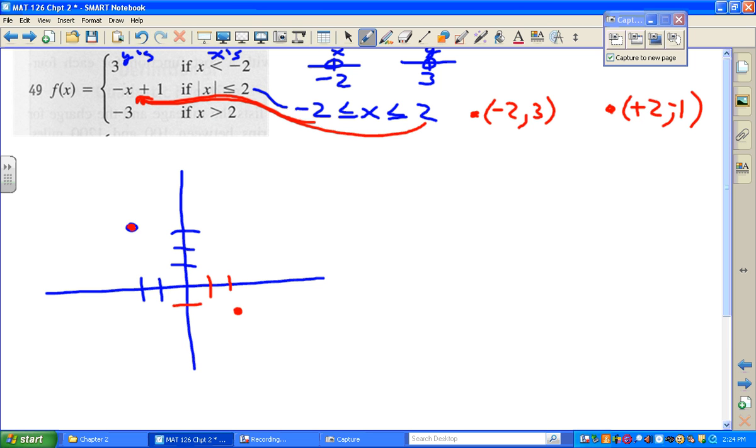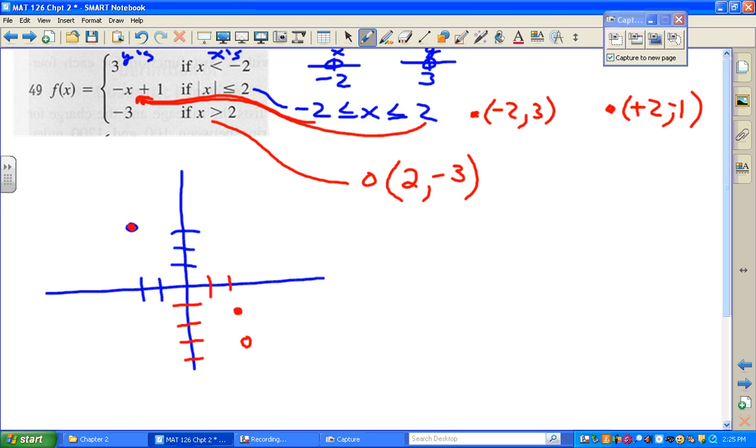Then finally, what does this tell you? Open or closed circle? Open at what point? 2, -3. I put it in, y is -3. 2, -3, and 2, 3. There we go. Now, you got to fill in the graph.